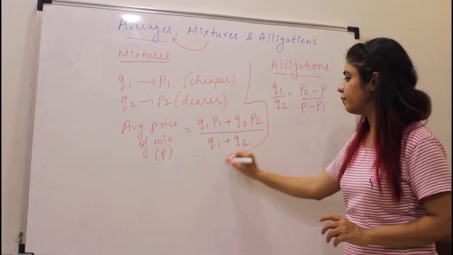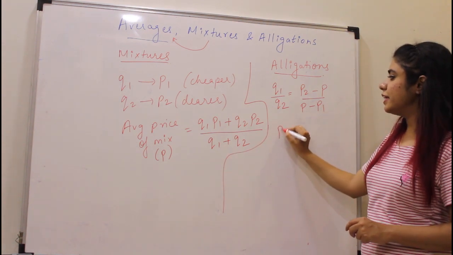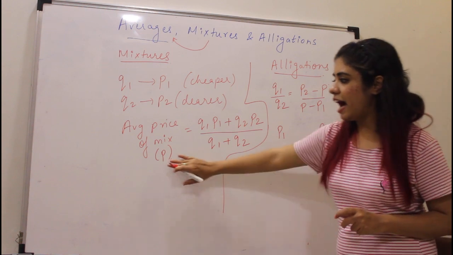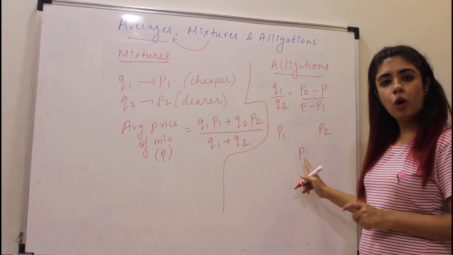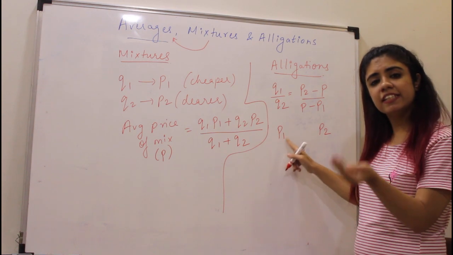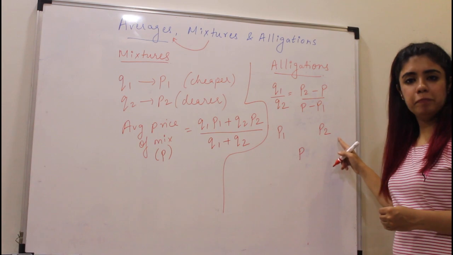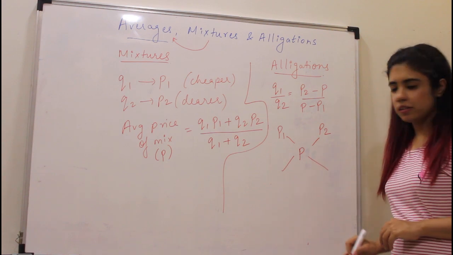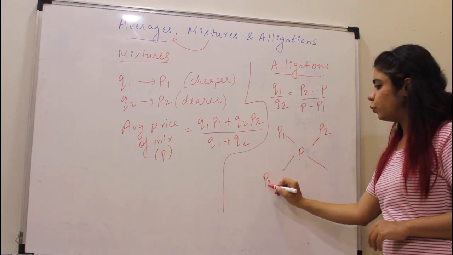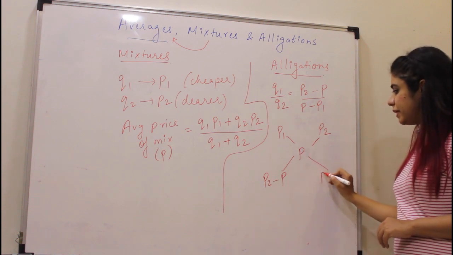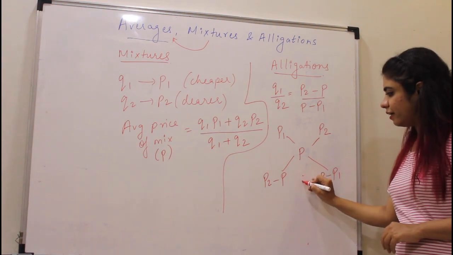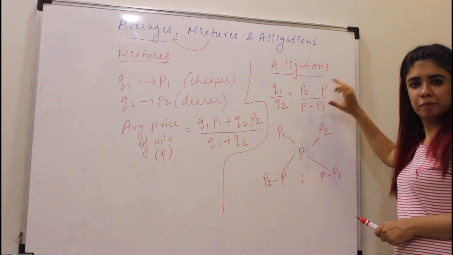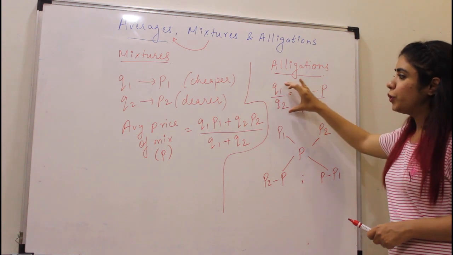So how do we write this? See, P1 is your cheaper price, ठीक है? P2 is your dearer price. Now can I say the average price of the mixture P will always be more than P1, सस्ते वाले राइस से ज़्यादा ही होगा, but it will be less than P2, महंगे वाले राइस से कम होगा. We take a cross. So I subtract this. I write it as P2 minus P, and I write this as P minus P1. I take their ratio. But what is this ratio? P2 minus P, P minus P1. It's the same as this, which is equal to Q1 upon Q2.